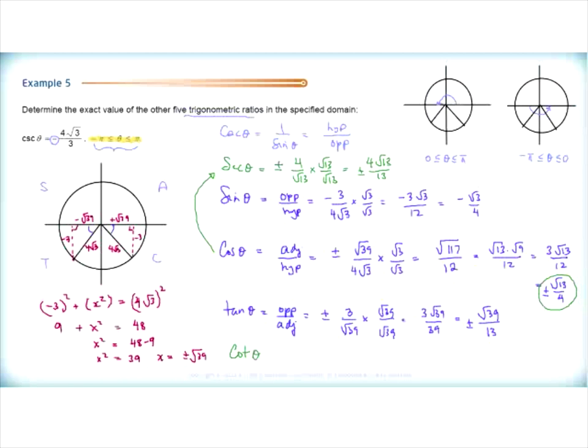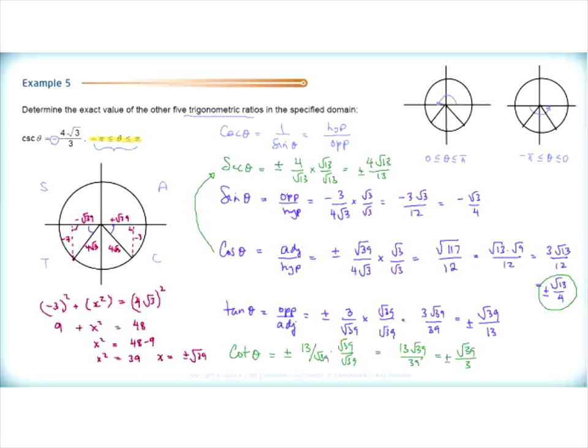And cotangent is the reciprocal of tan. The reciprocal of tan is going to be plus or minus 13 over root 39. Don't forget we got to multiply by root 39 over root 39 to get rid of the radical. And I get an answer of 13 root 39 over 39, which is actually root 39 over 3. 13 over 39 reduces to 1 over 3. And again, it's plus or minus. And there are all 6 trig ratios for that particular situation, whereby we got a diagram with two terminal arms within that restricted domain.